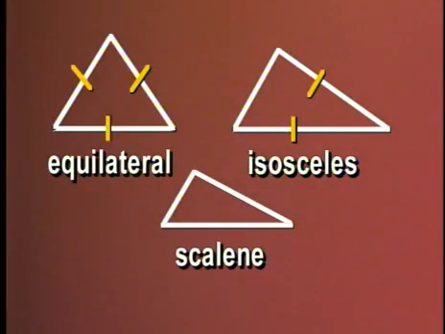We can also classify triangles by the relative size of their sides. Here are three examples. The equilateral triangle, equal sides, lateral meaning side. The equilateral or equiangular triangle. All three sides are the same. It turns out all three angles are the same.